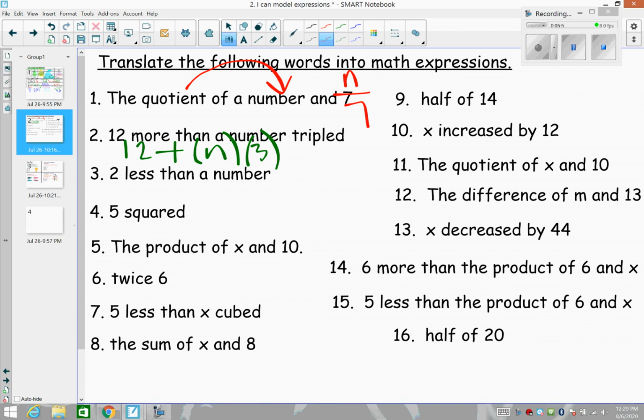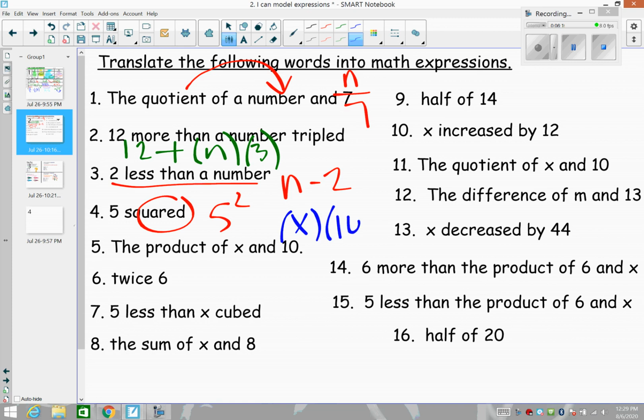Okay, here's that purple box one. We're going to take 2 away from the number. N minus 2. Take 2 away from the number. Okay, number 4. Let's see how we did. Squared, second power. 5 to the second power, also known as 5 squared. Product means to multiply, so we have x multiplied by 10. Twice. When we twice something, we're multiplying it by 2, so we're going to twice 6. Of course, you could write that as 12 as well, but I'm going to leave it like that for now.